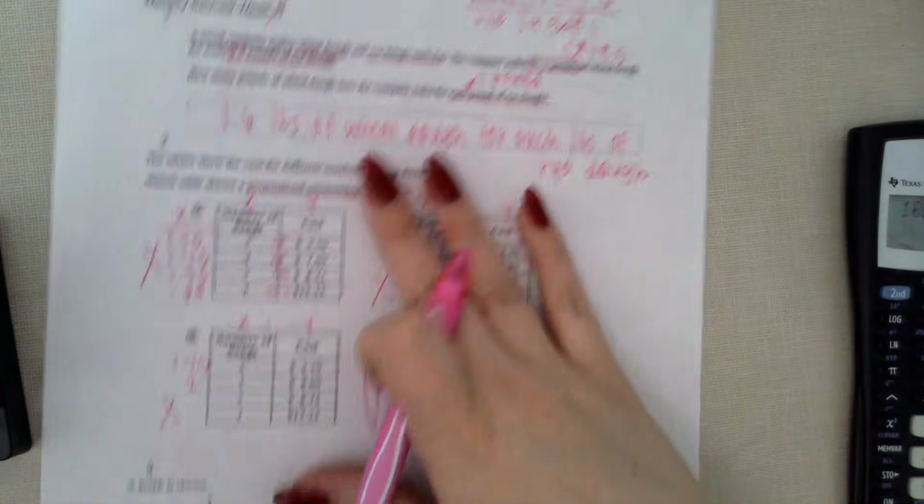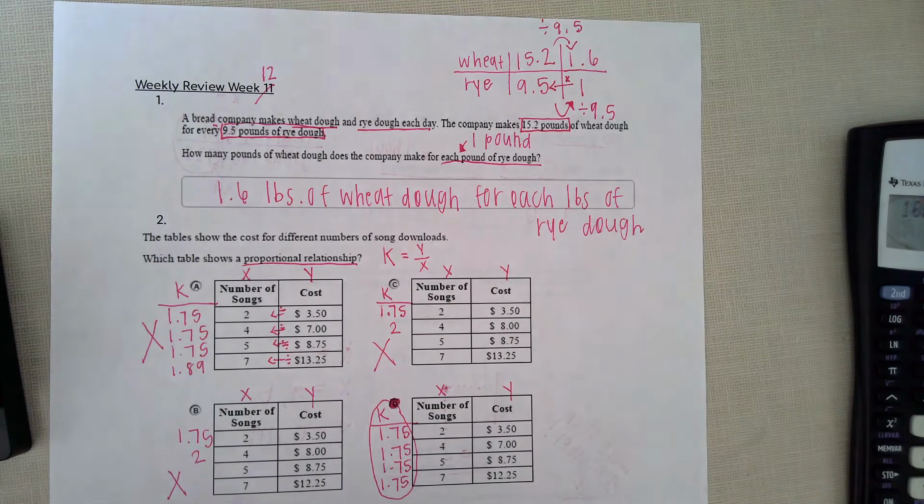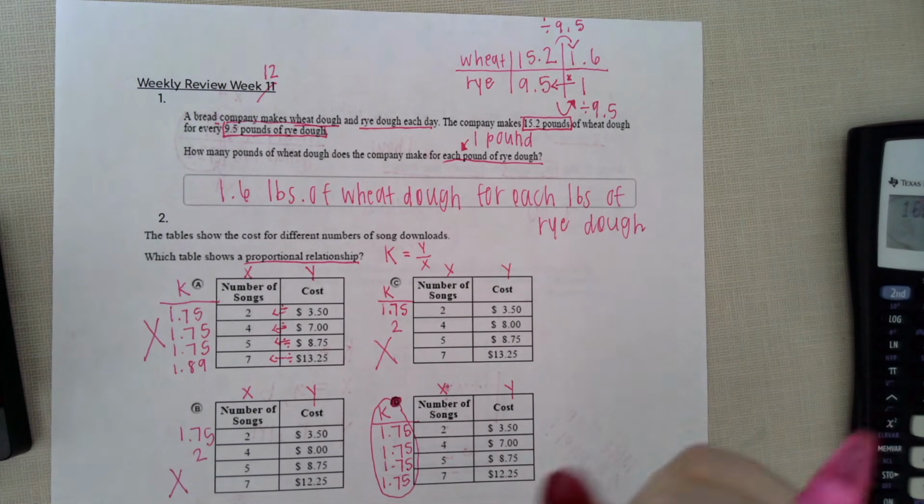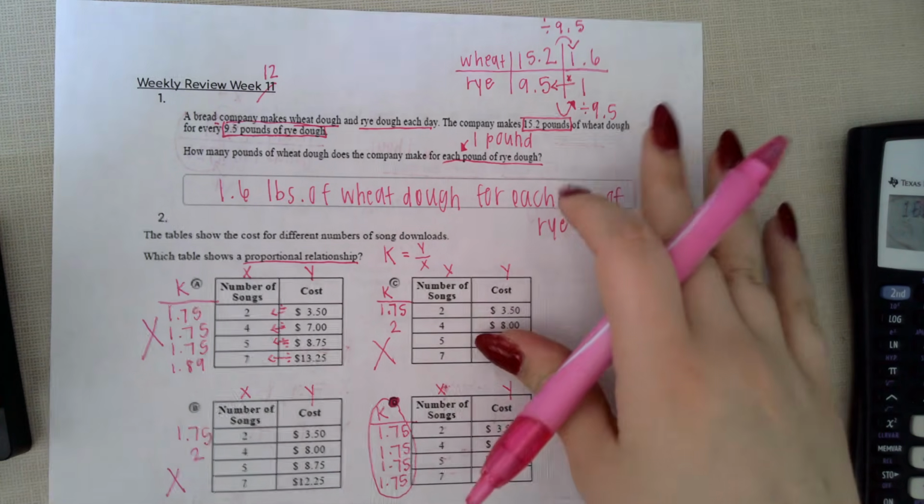Okay. Hopefully this was a good refresher of our proportional relationships. Once you finish this, make sure you have your corrections down and you can turn it into the turn-in tray.